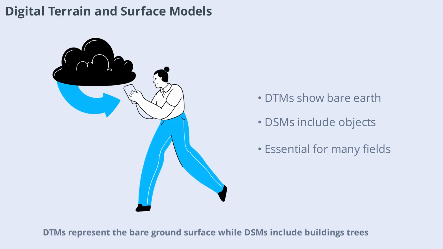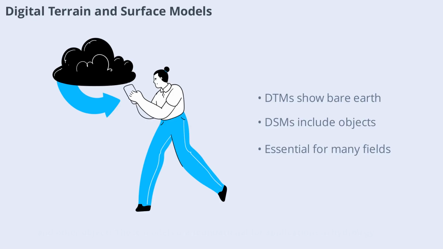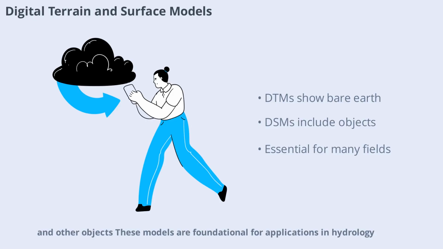DTMs represent the bare ground surface, while DSMs include buildings, trees, and other objects. These models are foundational for applications in hydrology, urban planning, and environmental management.